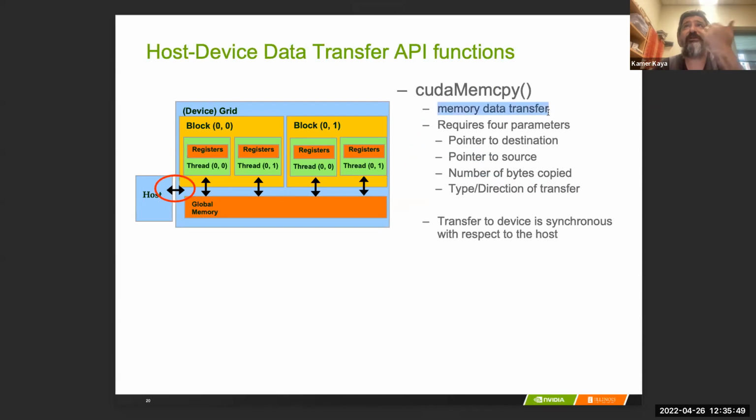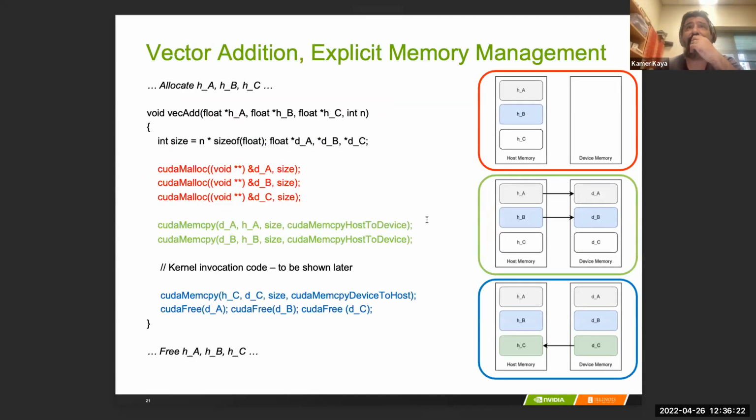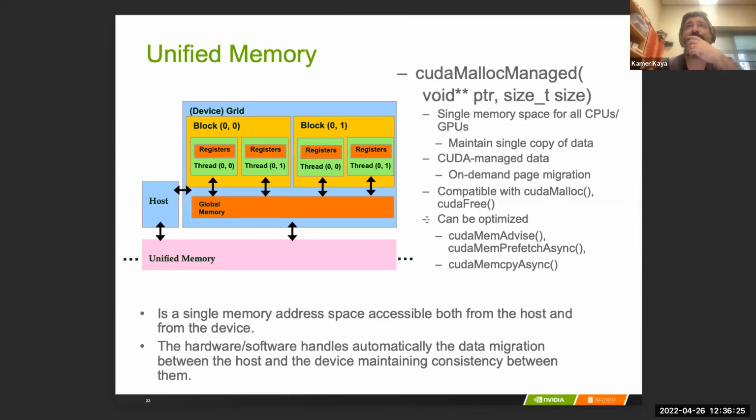cudaMemcpy, memory data transfer, requires 4 parameters: pointer to the destination, pointer to the source, number of bytes, and the type or direction of the transfer. Transfer to device is synchronous with respect to the host, okay? So if you are doing cudaMemcpy, it is synchronous with respect to the host. The host thread waits there, it doesn't continue. With kernels, we will see that they are asynchronous, so they are non-blocking, and the threads continue immediately. Okay, you don't have any questions, so let's continue.